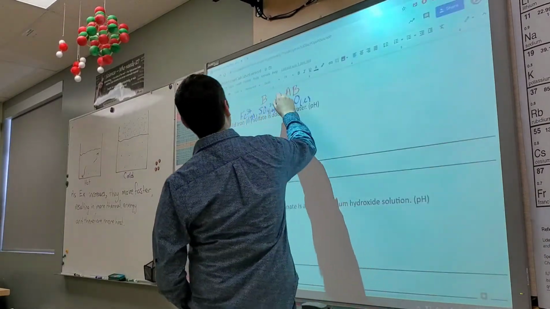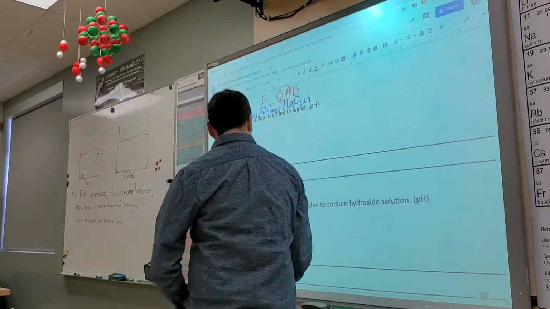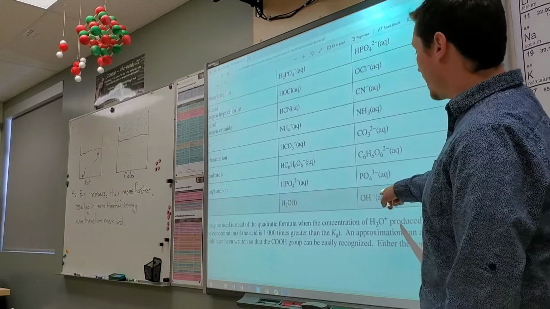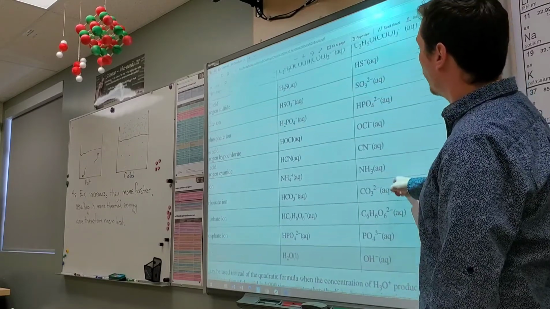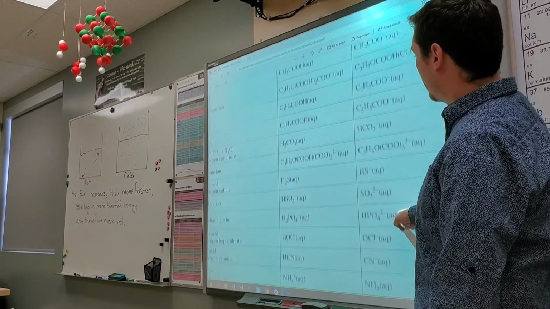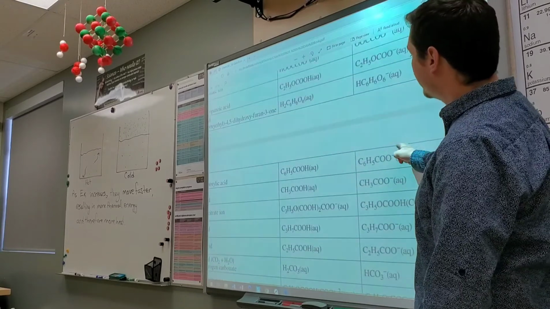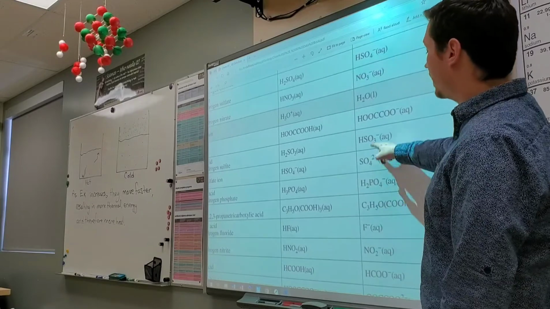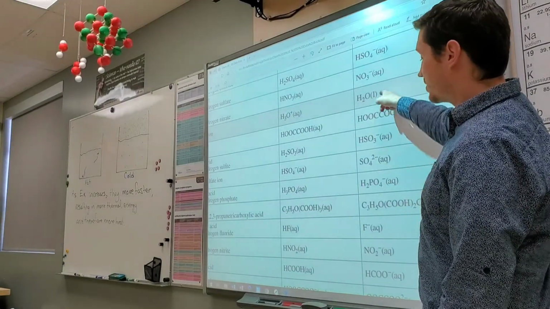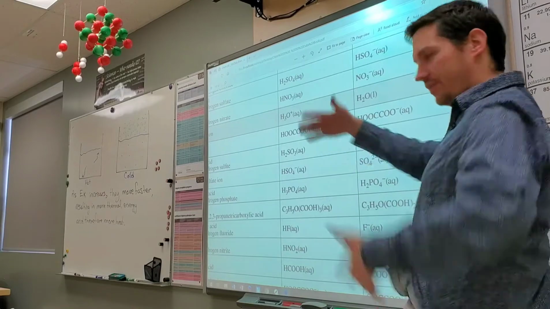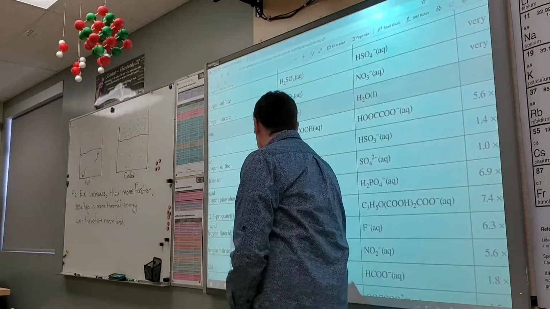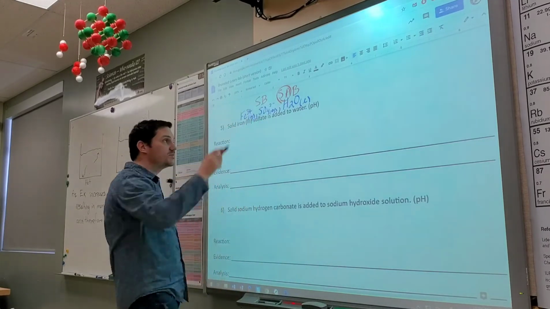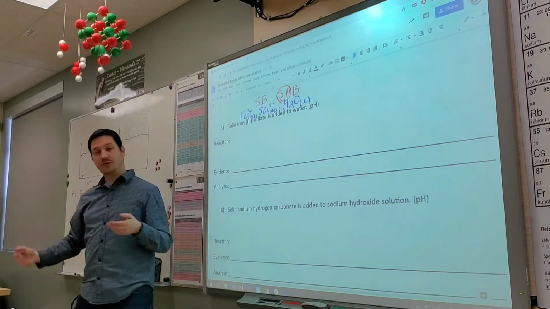So water is our strongest acid. And then we look for our base. I'm looking for sulfate or water. Oh, I see sulfate and I see water. Which one of these is the stronger base? Sulfate. Okay, perfect. So our sulfate is our strongest base. So you're right, one reacting with the other.